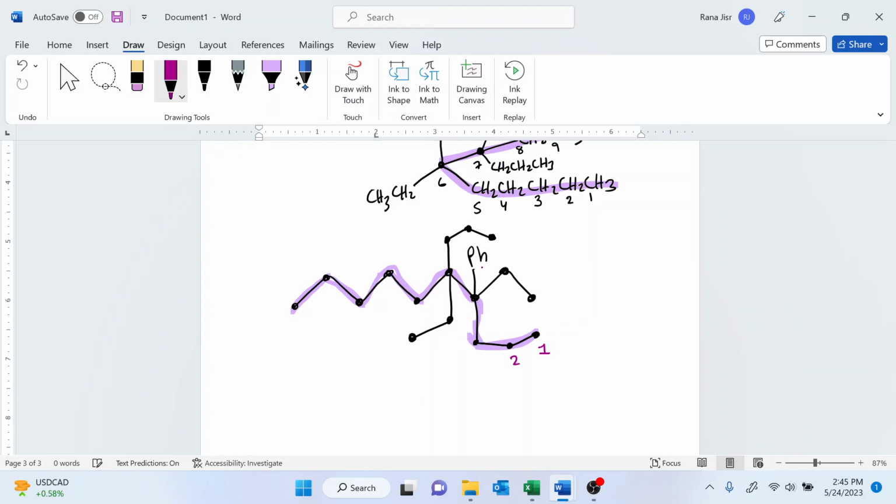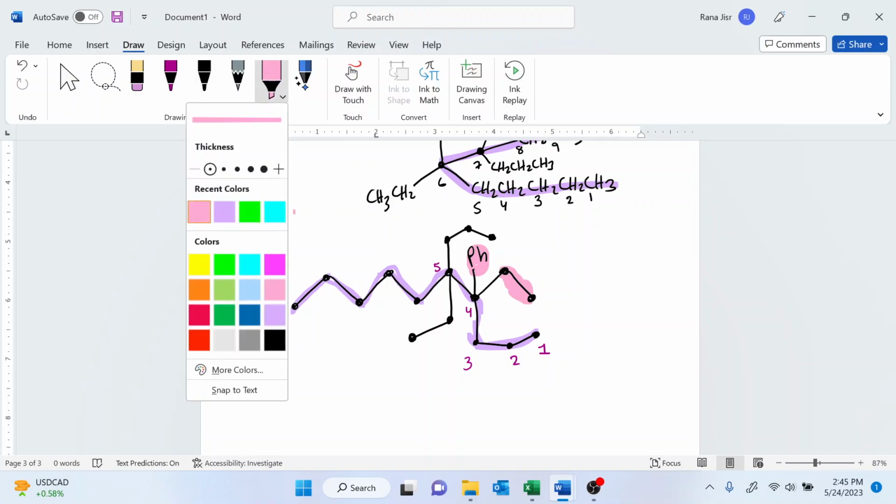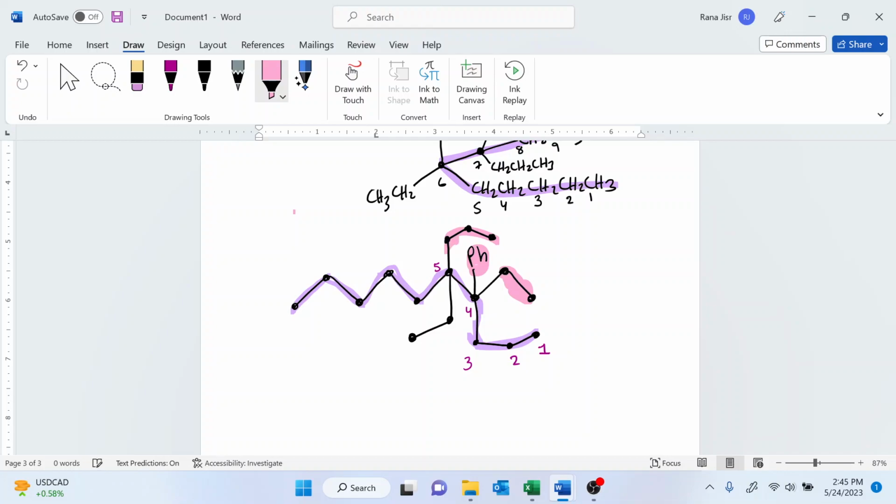It's going to be 1, 2, 3, 4. On 4, I have a phenyl. Let's highlight. And I have an ethyl. And on 5, I have a propyl. And I have an ethyl in there. So name that. This is 5, this is 6, 7, 8, 9, and 10.